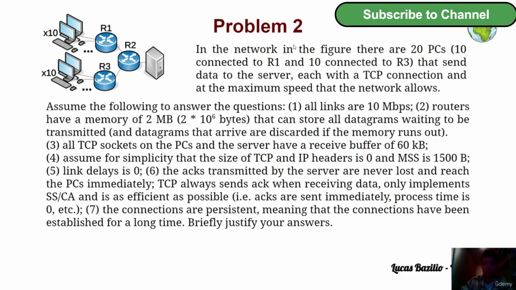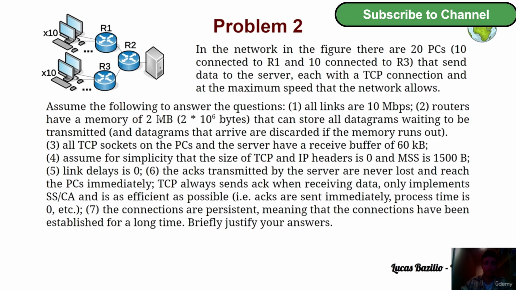So this problem 2 states: in the network in the figure that we see here on the left, there are 20 computers, 20 PCs, 10 connected to the router R1 and 10 connected to the router R3, that send data to the server, each with a TCP connection at the maximum speed that is allowed in this network.